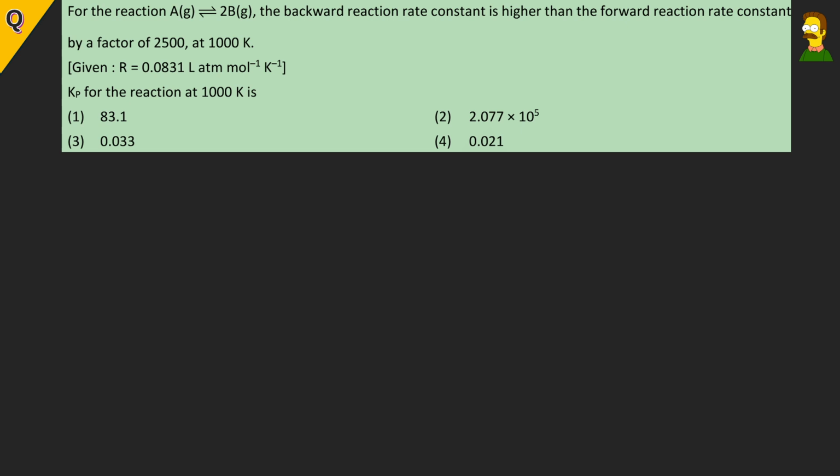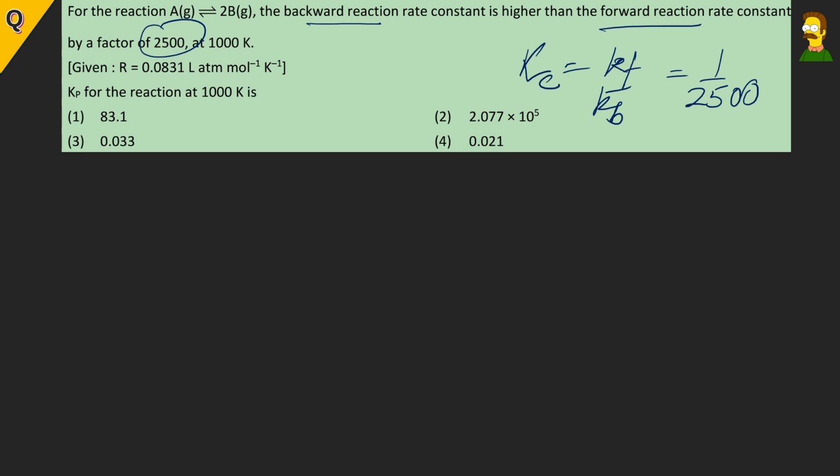This is great, I like this question. Backward reaction rate constant is higher than the forward rate by a factor of this. K is Kf by Kb, which means this is 1 by 2500. Without knowing these basics, you can't even proceed, you can't do anything in this question. Also, this is Kc that you're going to have to assume, because Kc is Kp RT per delta n. Wait a minute, or is it Kp equal to Kc RT per delta n? Which one is it? Oh my God, which one is it? Do you know? Okay.